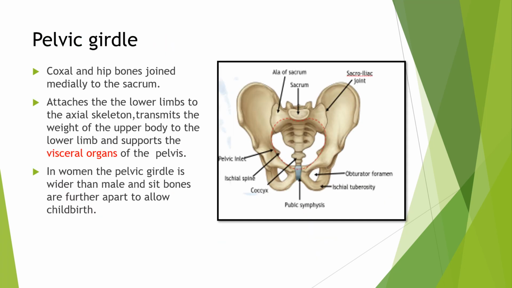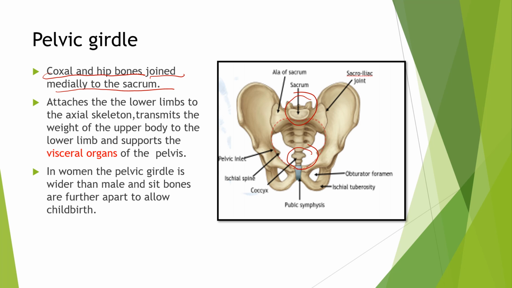Now in the last slide, pelvic girdle, here we are going to discuss how many bones this pelvic girdle consists of. First, we can see the two main bones of the pelvic girdle are the coxal bones, the hip bones. These coxal bones and hip bones are joined medially to the sacrum. So this is the coccyx and this is the sacrum, and the hip bone and the coxal bones are joined to the sacrum.